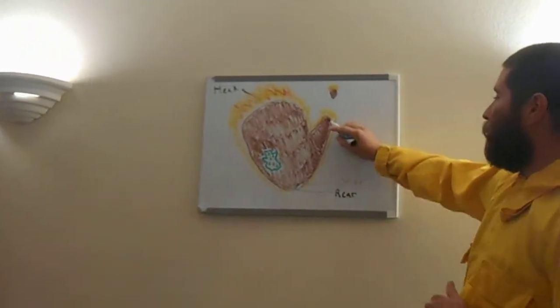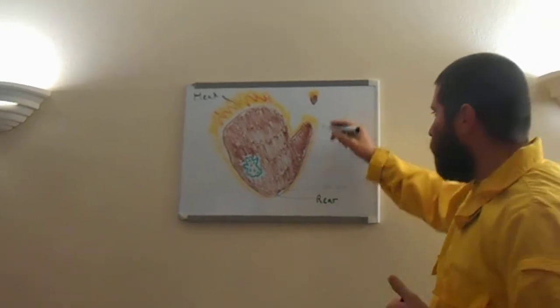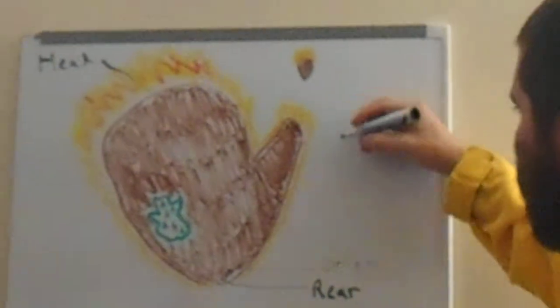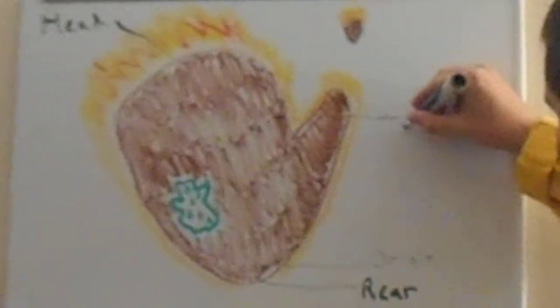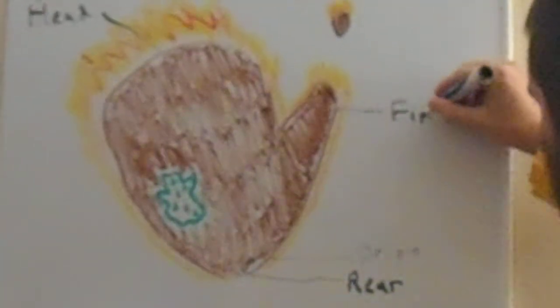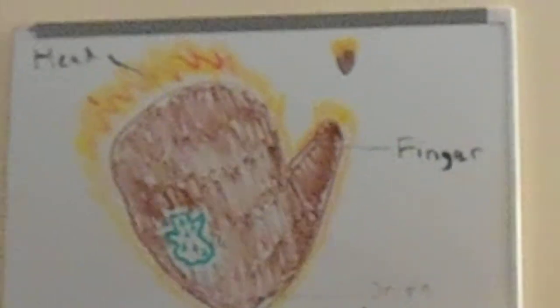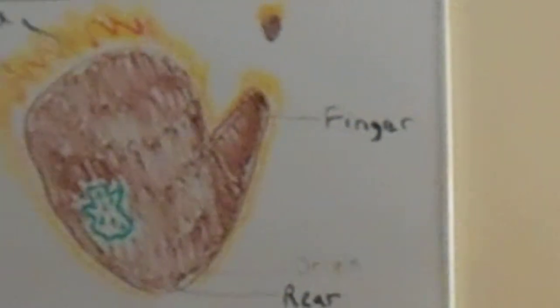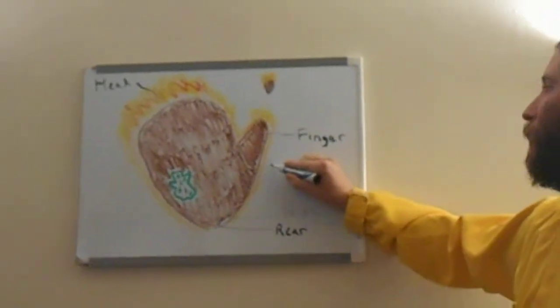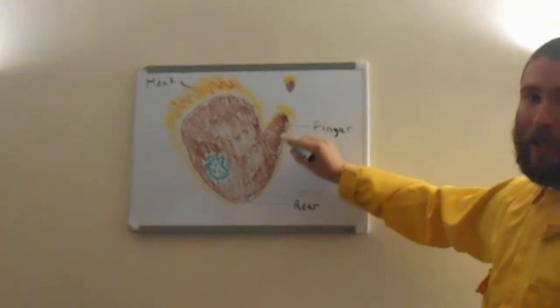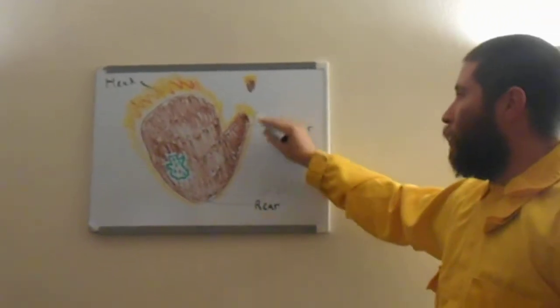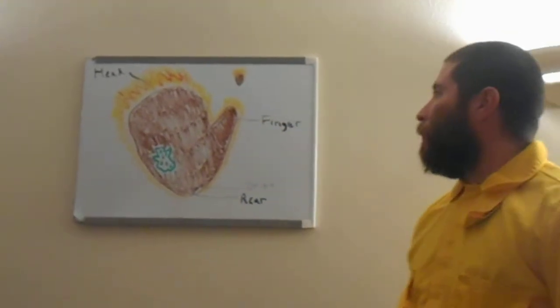Moving on. We see this little thumb coming off the mitten here. This is what we call the finger. The finger is just a little outspout of your main fire. It branches off on its own. It's important to know this because if we're fighting a fire, say over in this area, and a fire springs out, it could come out and outflank us. So we need to be cautious of that.